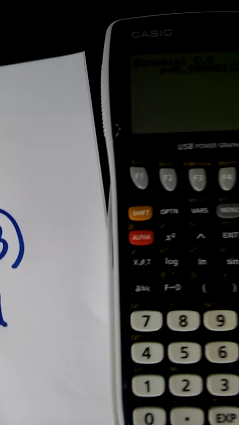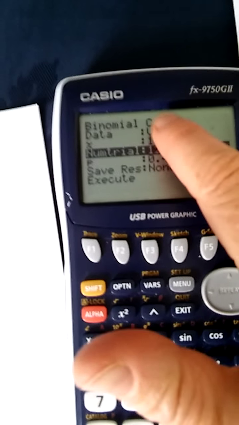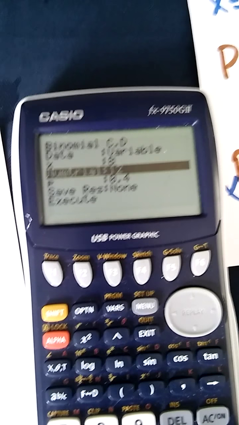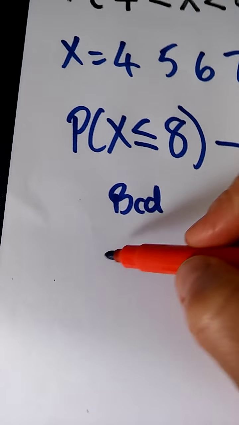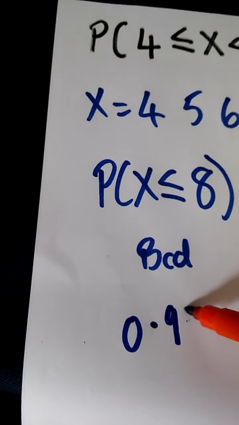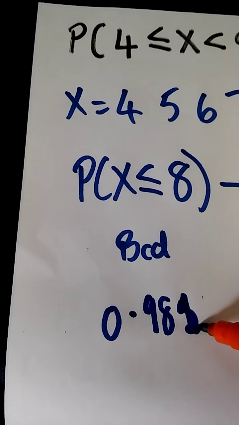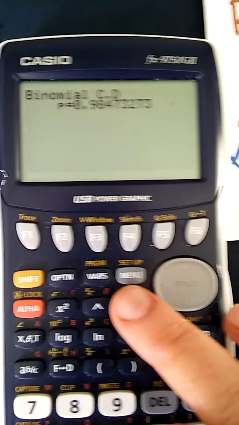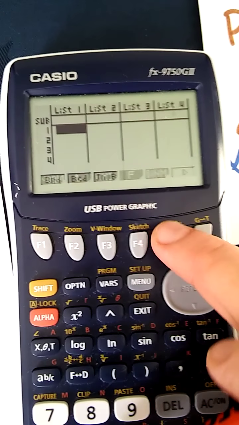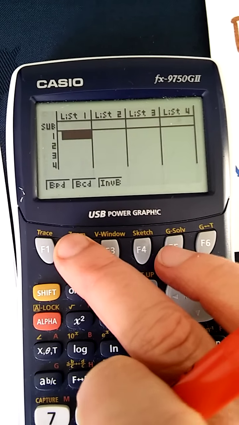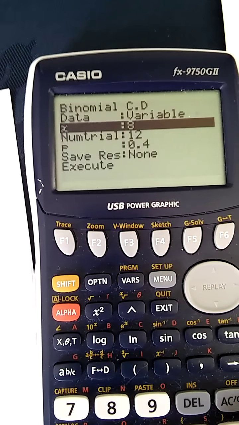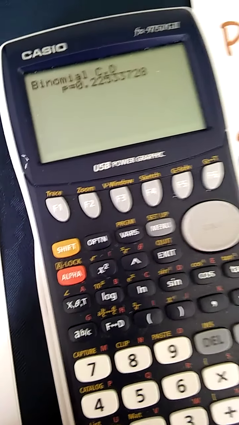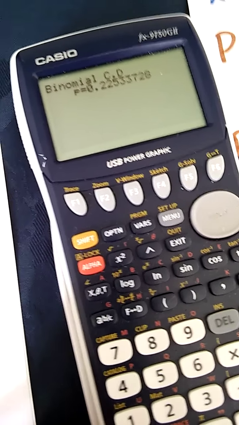First one, less than or equal to 8. So exit, we're still on less than or equal to, so change that to an 8. And then we have 0.9847. Take away, and we want less than or equal to 3. You can press exit a few times if you like. Distribution, binomial, cumulative distribution, less than or equal to, press that. Change the 8 to a 3. Off it goes, and the answer is 0.2253.